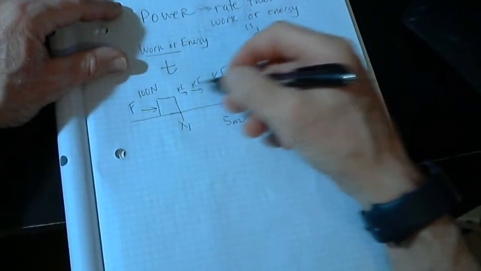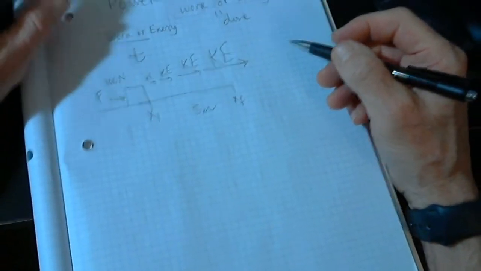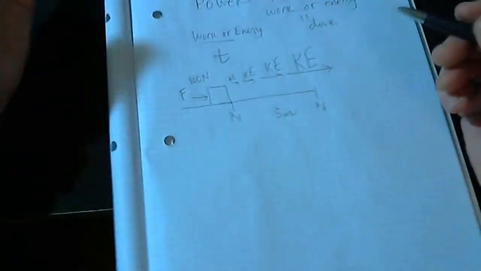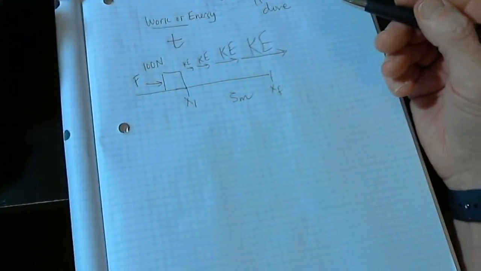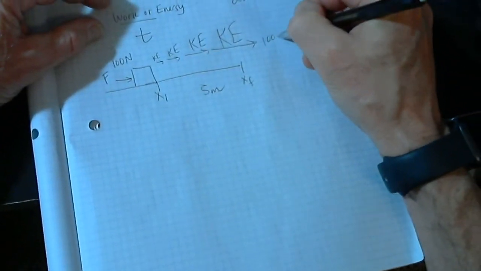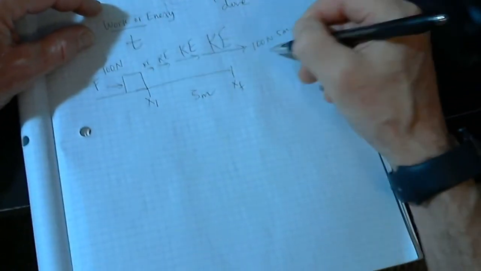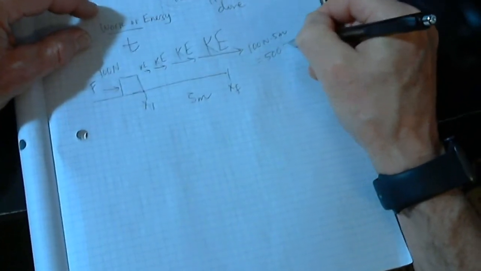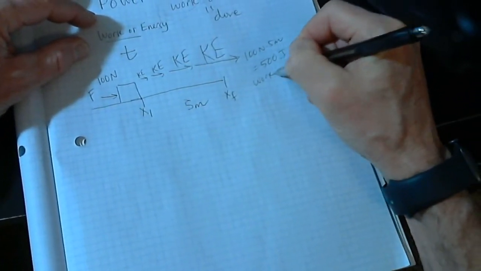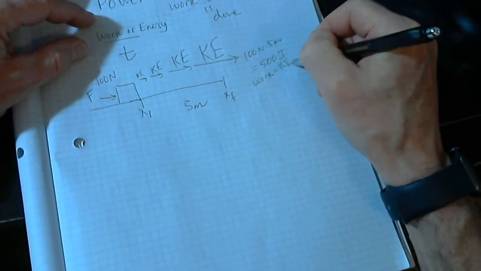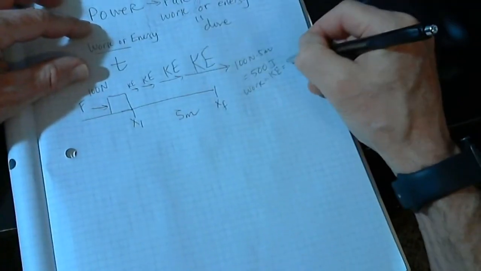Okay, because our velocity is going up. So at the end of the 5 meters, you might say, well, how much kinetic energy have I done? Well, that's the same as the work. So in this case, horizontal work, I've got 100 newtons times 5 meters. That'd be 500 joules. So the work involved, or the kinetic energy that the box has, is 500 joules.